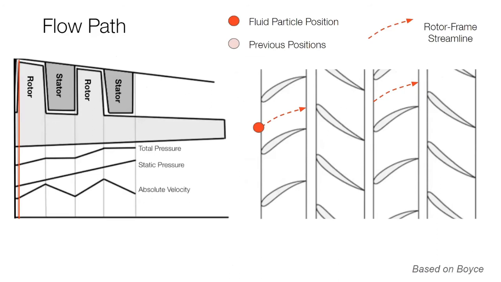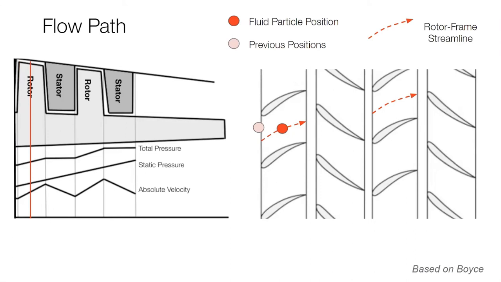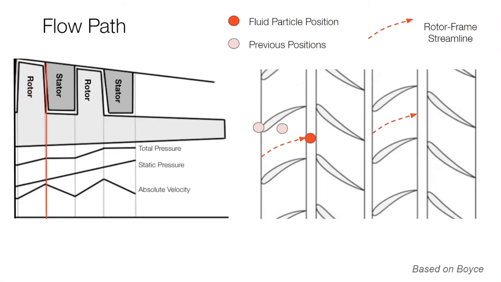We will now track a fluid particle through the stages of an axial compressor. On the left, we have a side view of a cross-section, almost like the view in the animation on the first slide. On the right, we have a top-down view of the rotor and stator airfoils. We will simulate the rotation of the rotors with linear motion of these cross-sections. The position of the fluid element is shown in red. Our fluid element starts at the leftmost rotor entrance and follows the dotted red streamline as the rotor moves.